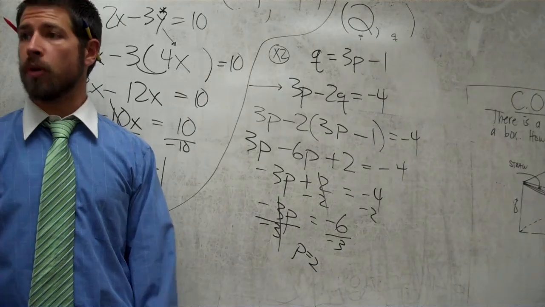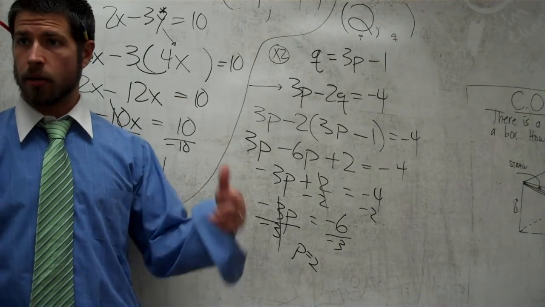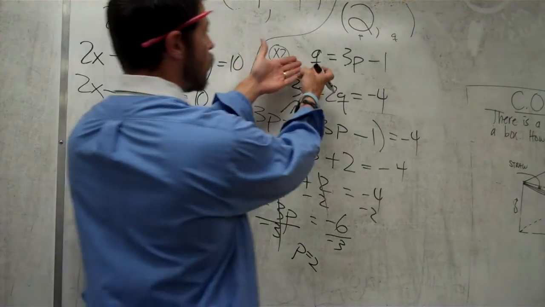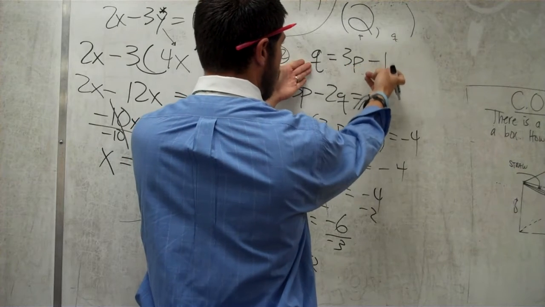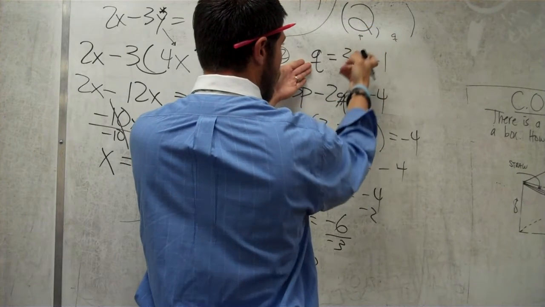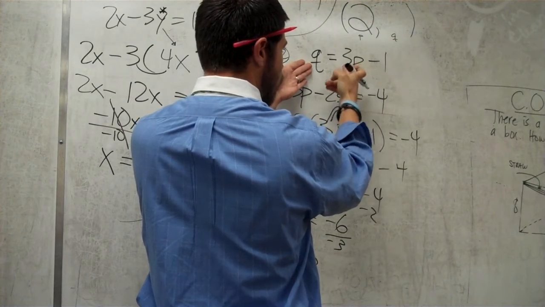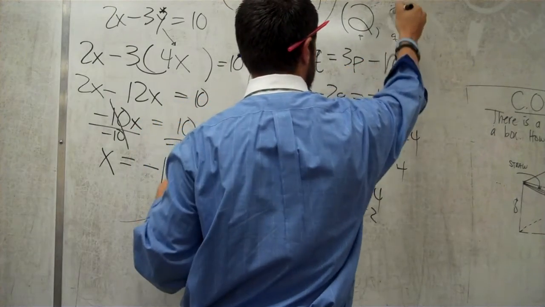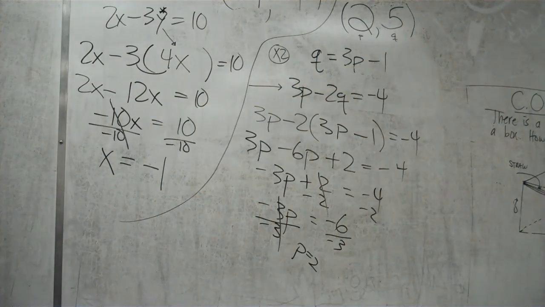How do you find out what q is? Plug it in. Just go back to the original equation. If q equals 3p minus 1, p is 2, we just found it. That's 3 times 2 minus 1, which is 6 minus 1, so 2 comma 5. 6 minus 1 is 5.